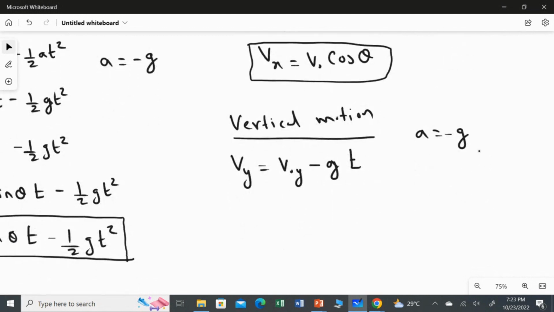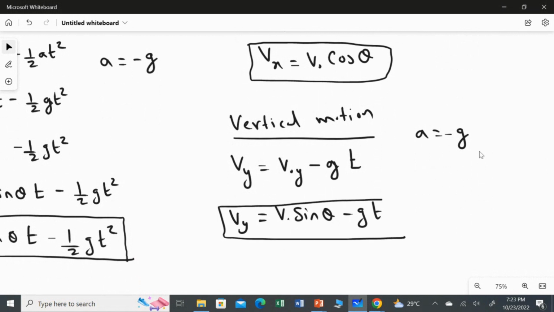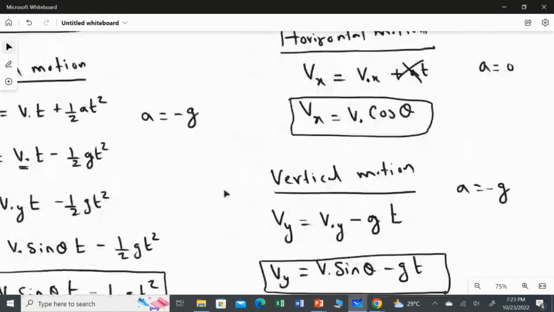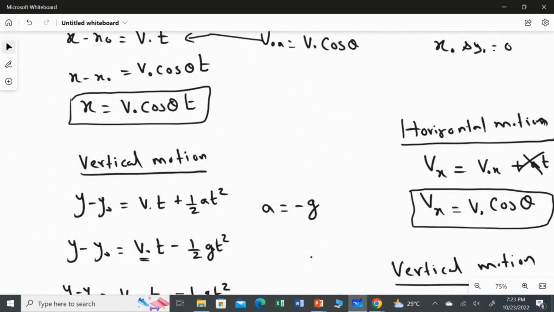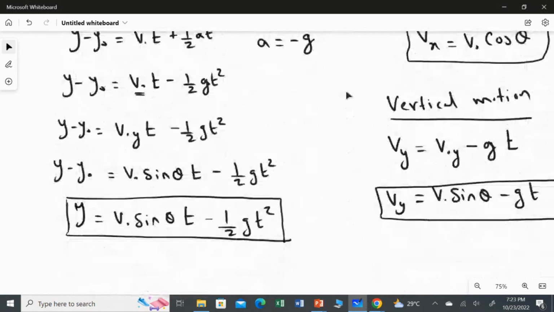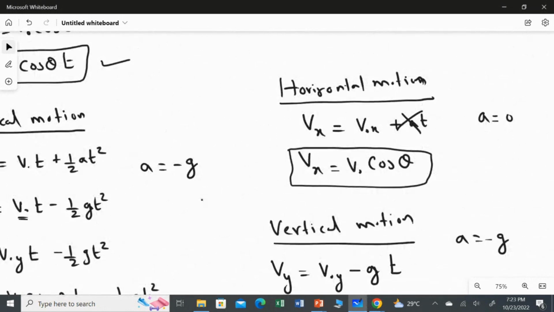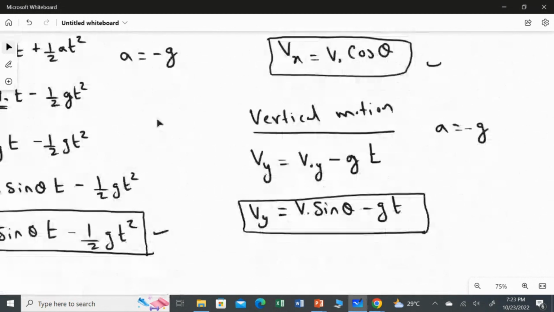Now, what is the value of this v naught y? Because v naught y deals with the y component, and the y component always deals with the sine theta. Therefore, v naught sine theta minus gt is equal to velocity in y-axis. Clear? So these four equations, what are the four equations? The displacement of the projectile in x, the displacement of the projectile in y, the velocity of the projectile in x, and the velocity of the projectile in y. These four equations are very, very important to solve the numerical problems.